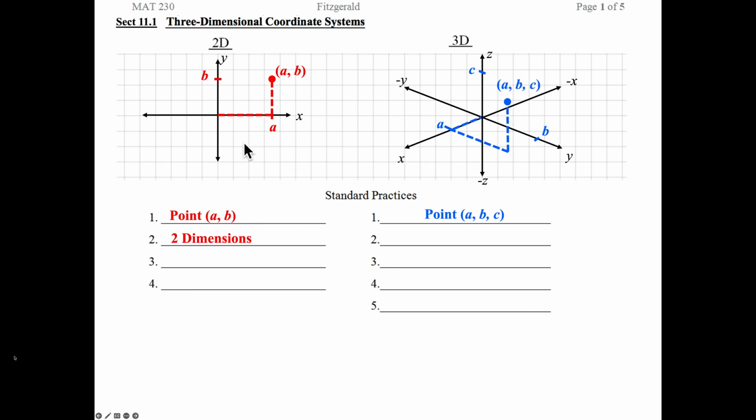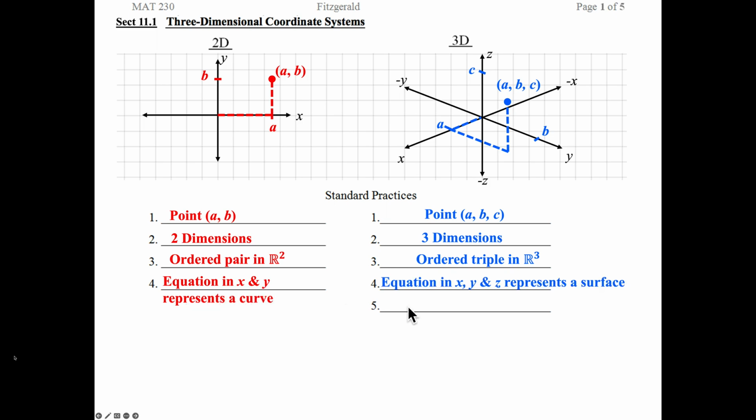This is 2 dimensions here, 3 dimensions. Ordered pair in R squared: this means real number squared, so that means our 2 dimensions. You see R to the third power, that means an ordered triple in our 3-dimensional space. Equations in 2-dimensional, xy usually represents a curve. Here, xyz is going to represent a surface.